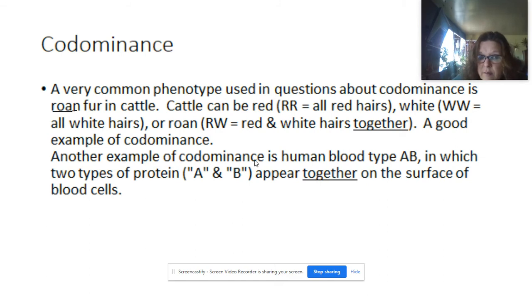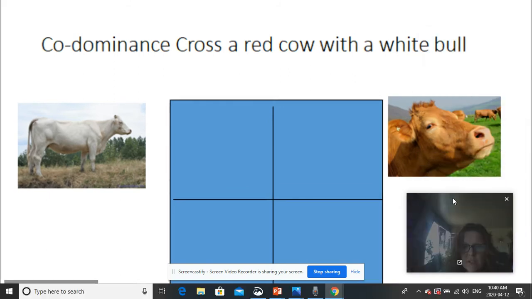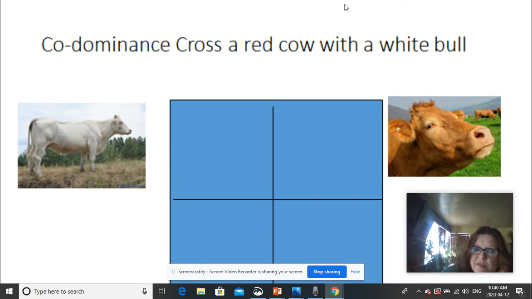Another really good example of codominance is human blood type AB, in which two types of the protein, A and B, appear together on the surface of the red blood cells. And we are going to get back to that, and we're going to talk about blood types in a few minutes. But first of all, let's try the cow problem.